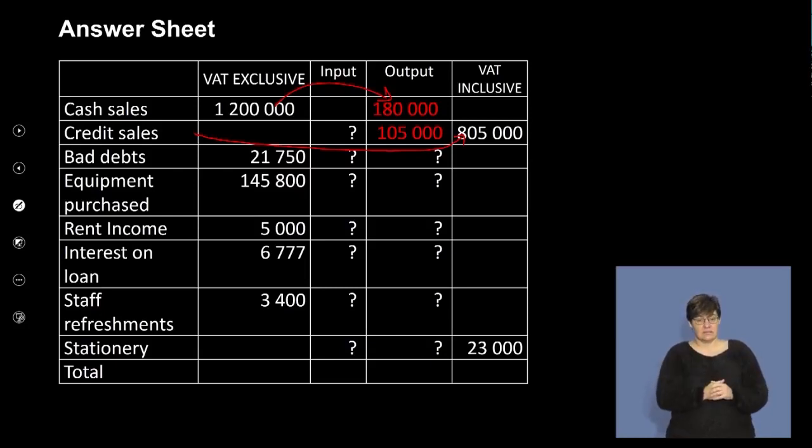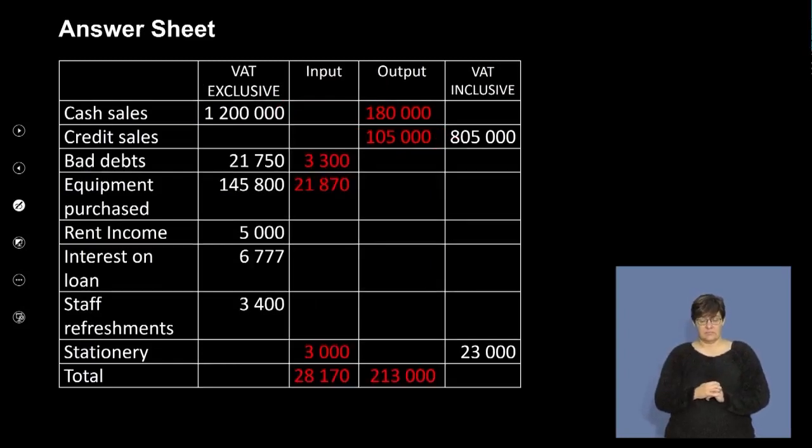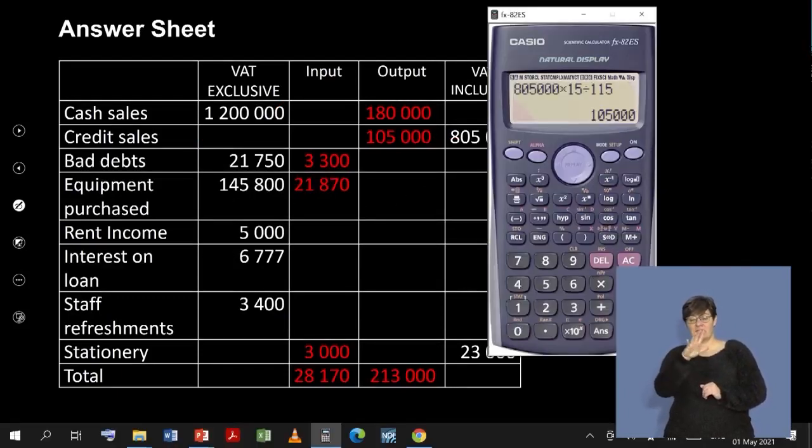Okay. The next one you have there is bad debts of 21,750, right? Let's do that calculation. You can see 21,750. Here we go. Let's do the calculation. 21,750 times the 15 divided by 115 will give me a figure of, let's just check if I got the figures right. Clearly, let's see. Okay, sorry.